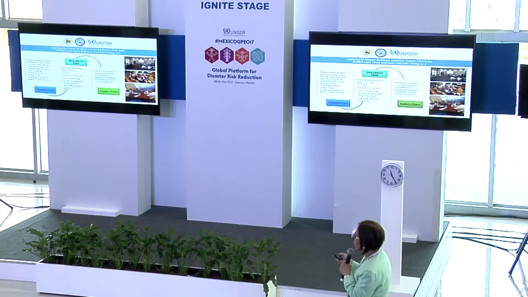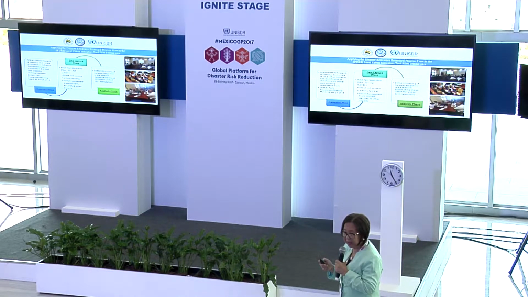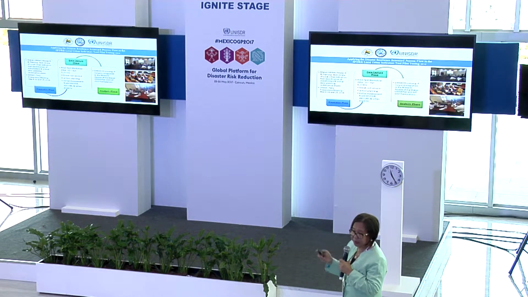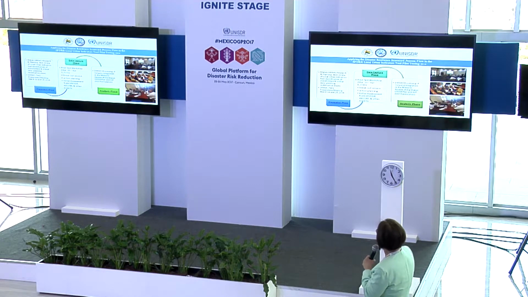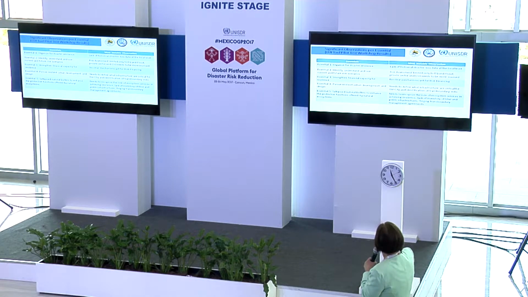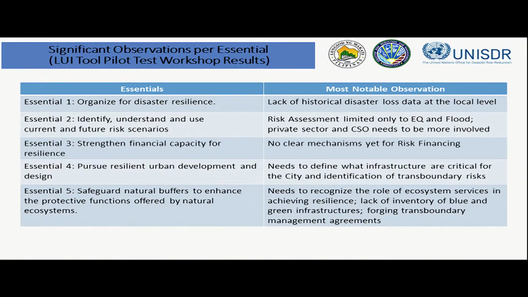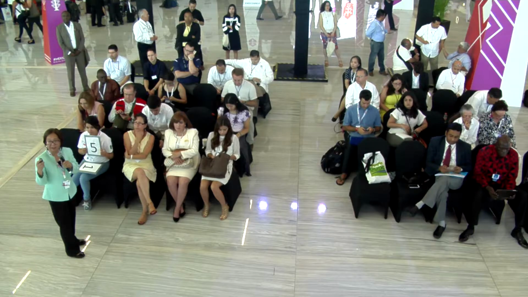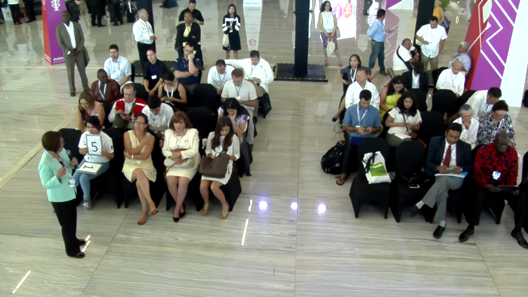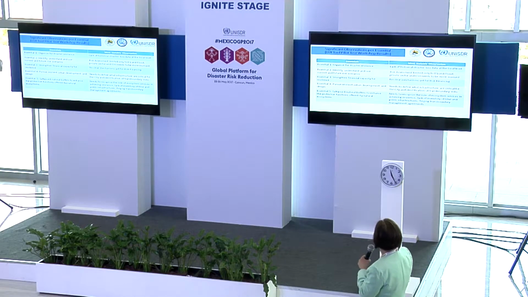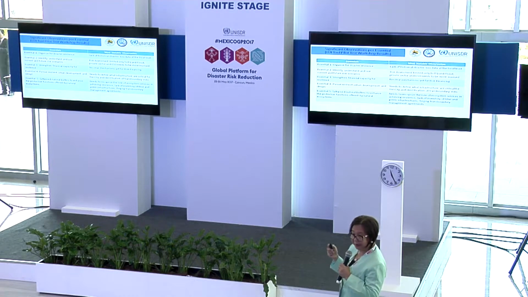In the application of what we now call the new scorecard, which was formerly named the Local Urban Indicators Toolkit, we followed the same process: preparation phase, data capture phase, and then the analysis phase. All right, so these are some of the significant findings. For example, in Essential number 1, organize for disaster resilience, a notable observation would be the lack of historical disaster loss data at the local level.